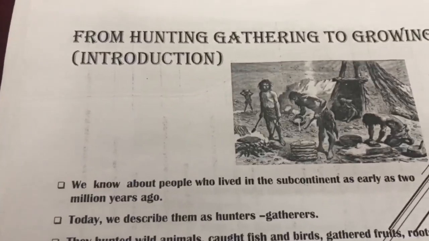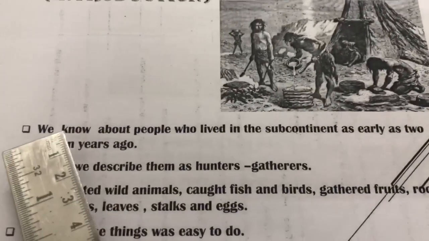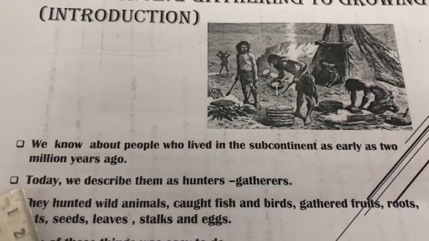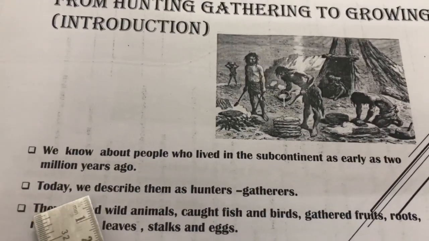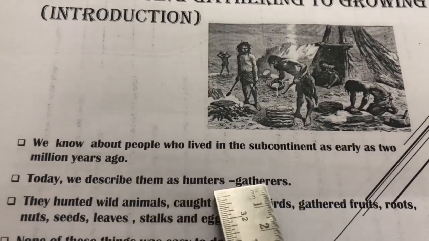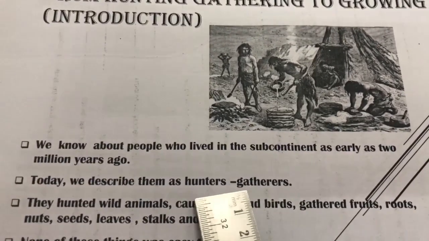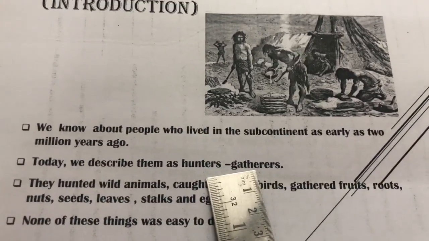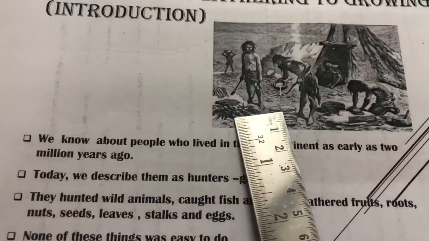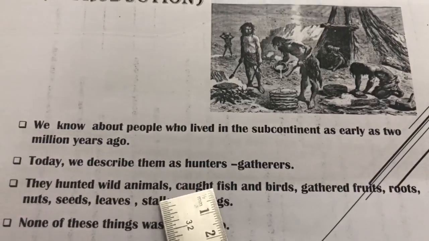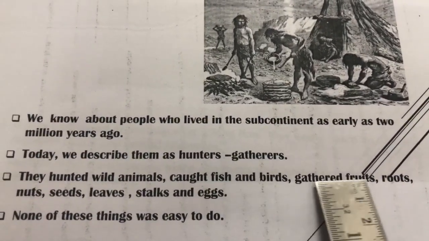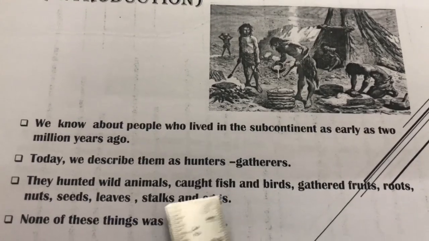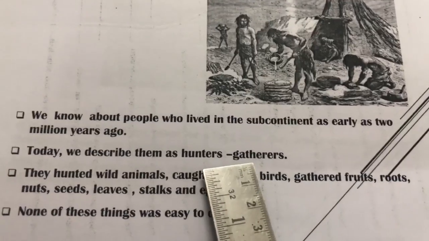Now children, first the introduction of the chapter. We all know about people who lived in the subcontinent as early as 2 million years ago. Today we describe these people as hunters and gatherers. Now the question comes to your mind, why are these people called hunters and gatherers? Very simple question and very simple answer. They hunted wild animals, caught fish and birds, and gathered fruits, roots, nuts, seeds, leaves, stalks and eggs. That is why they were called hunters and gatherers.